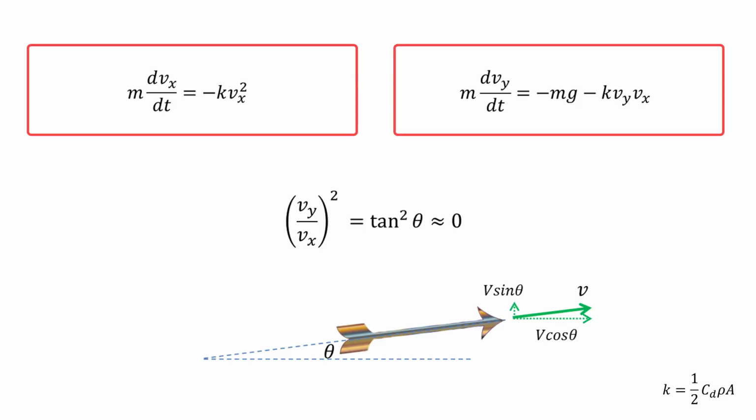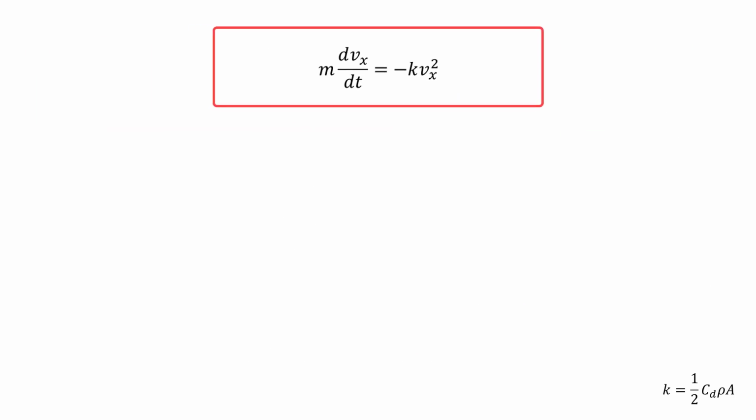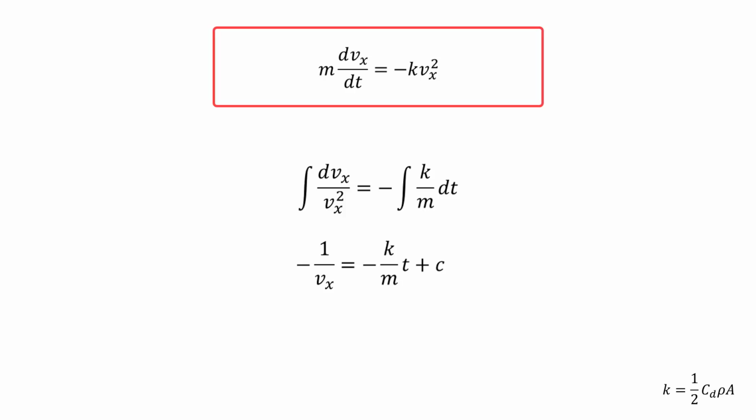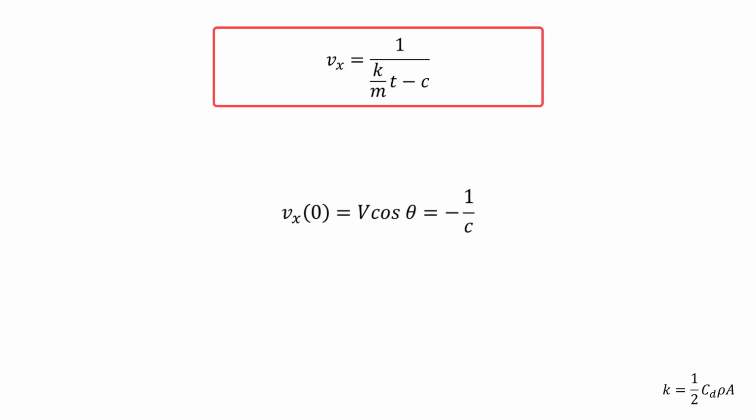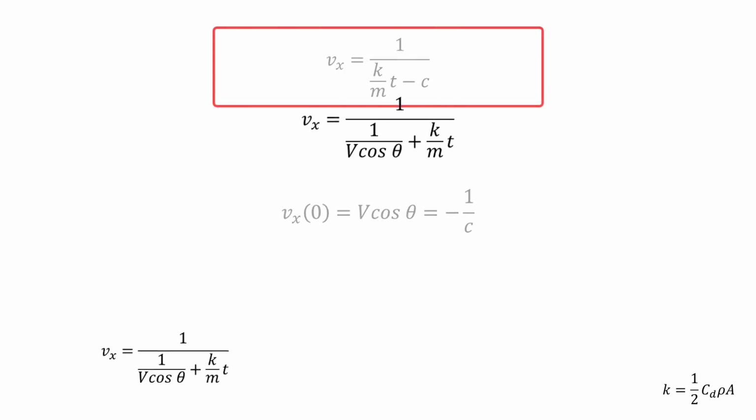Okay, so we have two differential equations that can now be solved analytically, but notice they're still coupled, so we'll have to solve the x direction first. Let's go ahead and rearrange and integrate. Then we can take the reciprocal of both sides to get the general solution. Now recall the initial x velocity is going to be the firing velocity v times cosine theta, so we can apply the initial condition to get the x velocity component as a function of time.